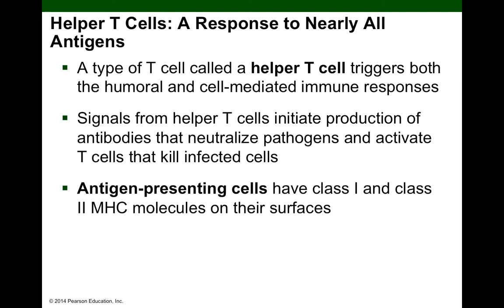Examples of antigen-presenting cells can be dendritic cells, macrophages, B cells, or even your body cells. They have a special protein on their surface to display antigens. These are referred to as MHC, which stands for Major Histocompatibility Complex. There are two classes of MHC, Class 1 and Class 2, and the response will depend on what class MHC the antigen is being presented on.